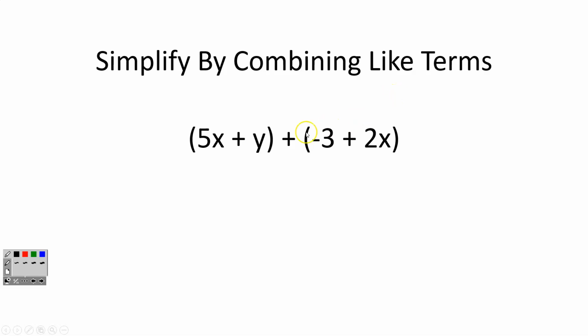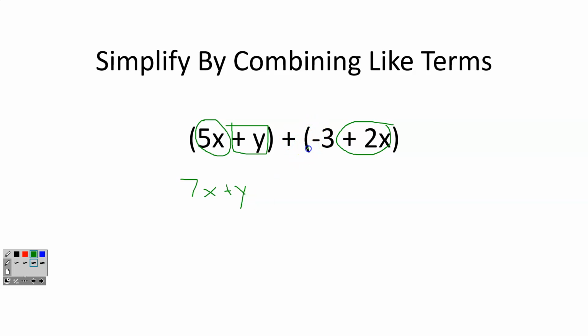Simplify by combining like terms. Okay, so don't let the parentheses fool you. That's just there to kind of group things, but it's not going to change anything. So first off, I've got a 5x and a 2x, or plus 2x. So 5x plus 2x is going to give me 7x. I look and I see a y, but I don't see any other y's, so I'm just going to bring that down.